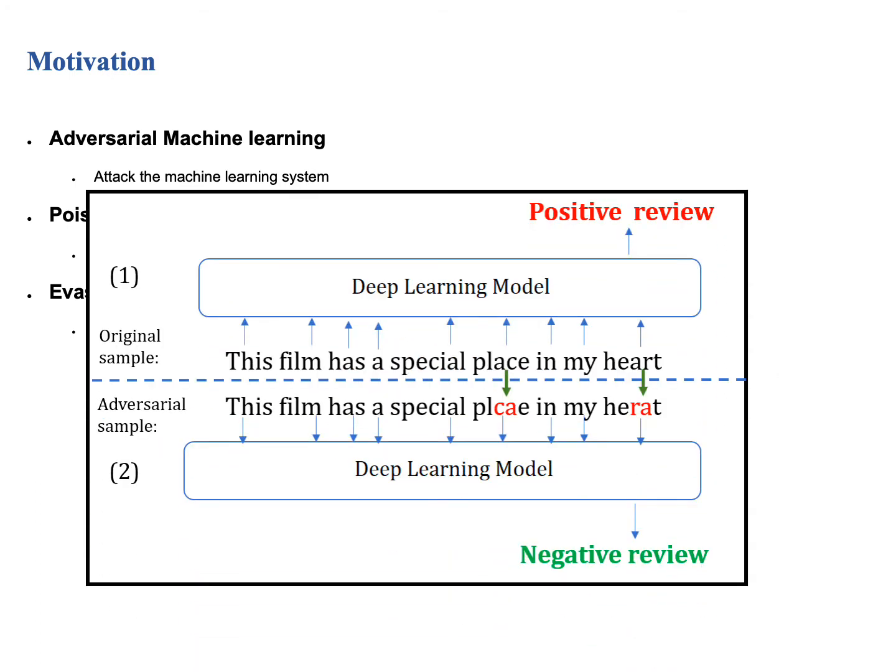At the same time, we also have the same work in text processing. For example, if we just change the sequence of two letters in a word, then the classification system will misclassify a positive review as negative.